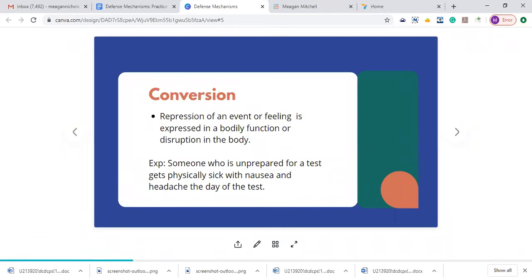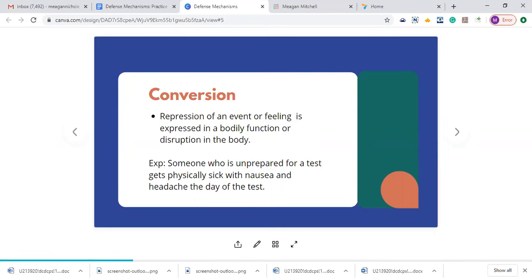Then we have conversion, and conversion is really talking about body reactions. It might be when an event occurred, and in order to repress it or deal with it, we express this in different ways through our body functions. So an example might be someone who is unprepared for a test, wakes up the day of that test, and feels physically ill, nauseous, and has a headache. When you see conversion, you want to remember that it is some sort of physical reaction within the body.